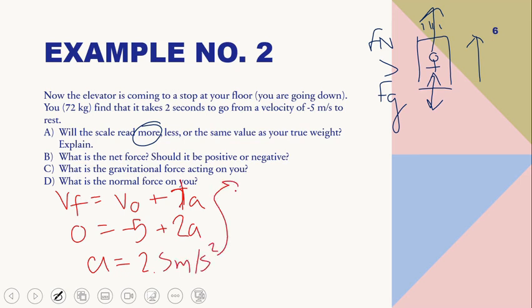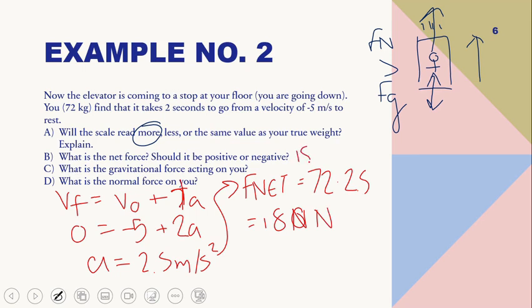And then you can plug this into Newton's second law along with the mass of 72 kilograms, and you'll get that the net force is equal to 180 newtons. And we get a positive number, and that matches up with what we were just saying earlier, that acceleration is positive because you're slowing down while going down, and since acceleration and the net force must have the same sign, the net force has to be positive.